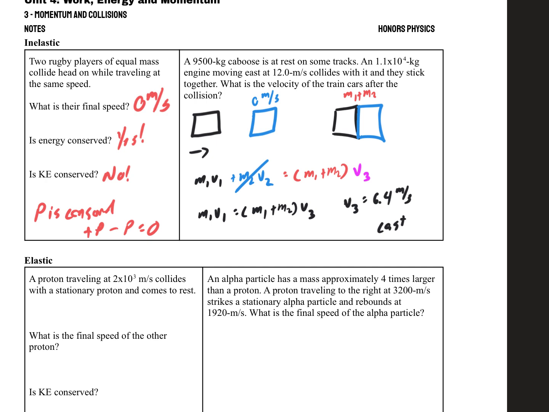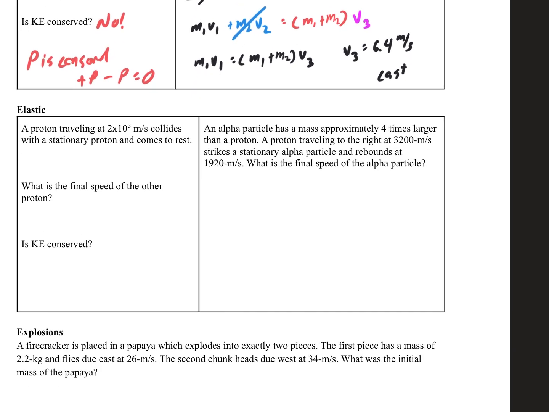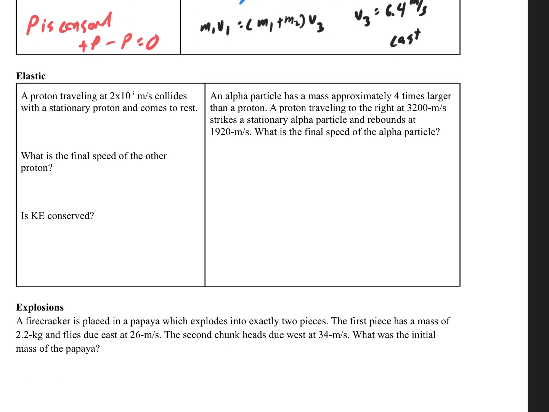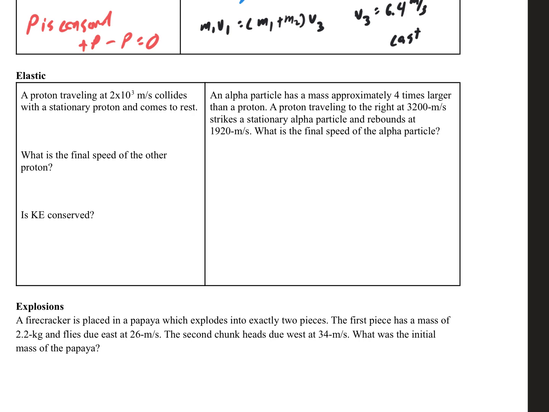All right, so that's a quick way to look at these inelastic collisions. Let's take a look at an elastic collision now. So we have a proton traveling at a certain distance. It collides with a stationary proton and then comes to rest. So we've got to figure out what the final speed of the thing is.